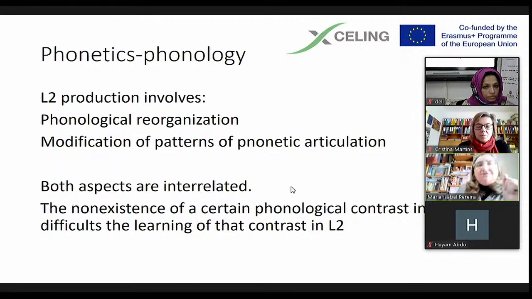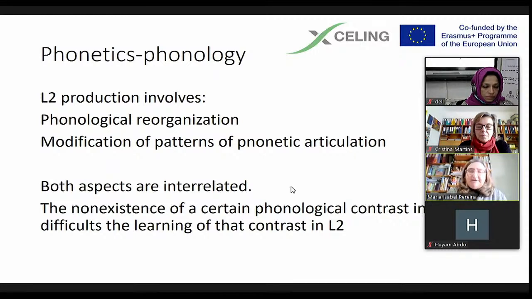L2 production involves not just the phonetic level, but also the phonological level. And it involves phonological reorganization, and of course, the modification of patterns of phonetic articulation. Both aspects are interrelated, of course. And the non-existence of a certain phonological contrast in L1 makes the learning task of contrasting those sounds in L2 difficult.